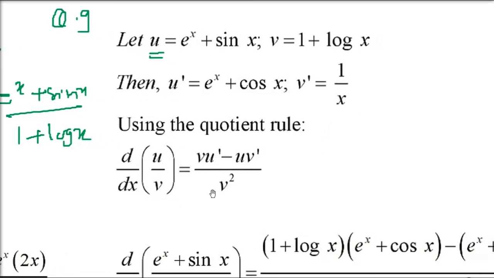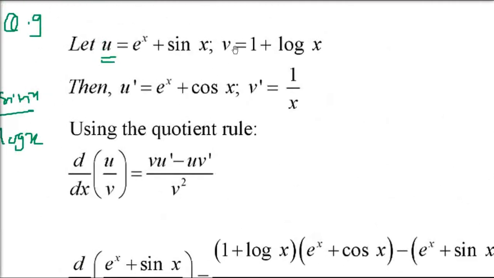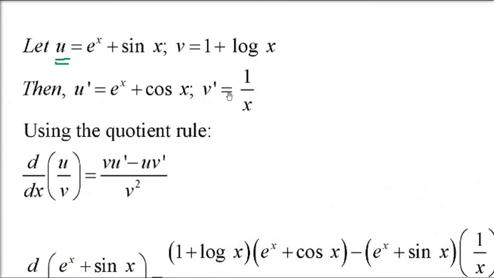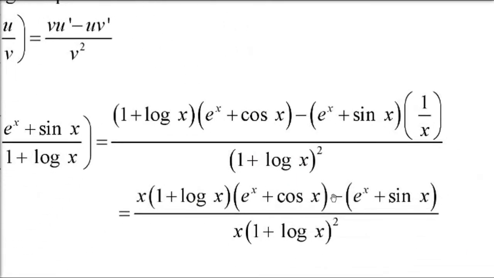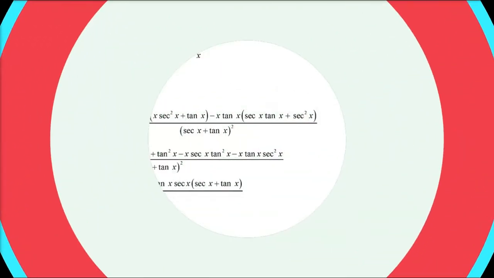Now the denominator will be v square, (1 plus log x) whole square, which you see here. And then you have to multiply v with u dash. So (e raise x plus cos x) into (1 plus log x). And then you have to multiply 1 by x with (e raise x plus sin x). So same thing, you have to take the LCM of this. Either you can take 1 by x common or you can take the LCM, so just take x here. So x is in the denominator, x into (1 plus log x) into (e raise x plus cos x) minus (e raise x plus sin x). This is the final answer, right?